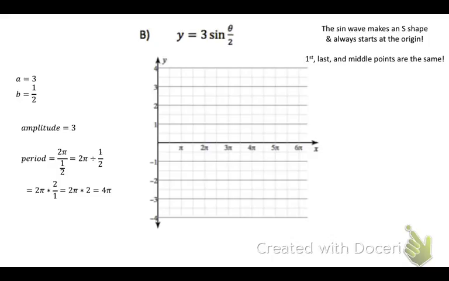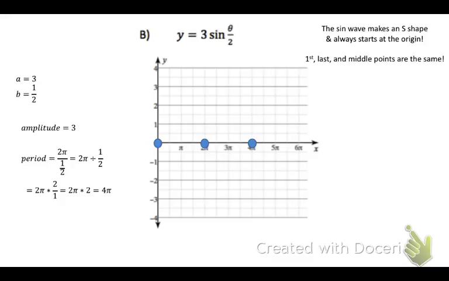To graph this, first, last, and middle are the same, and you start at the origin. So there's my first point, there's my last point, there's my middle point. Wait, I want to go back and explain that again. So first point is at 0, 0. Your last point is at the period, so the last point is at 4 pi. Halfway between 0 and 4 pi is 2 pi, so that's right there.